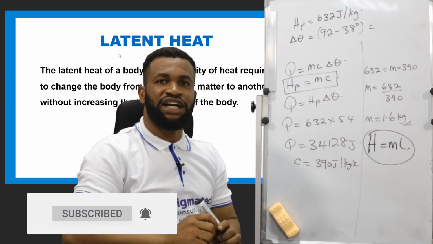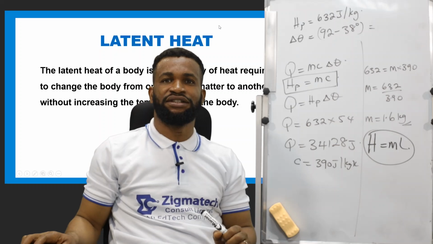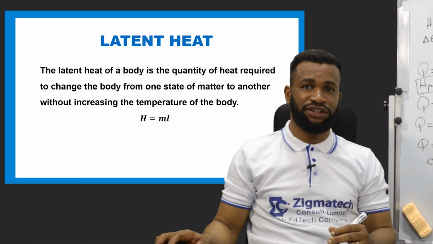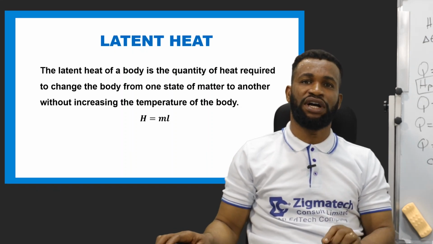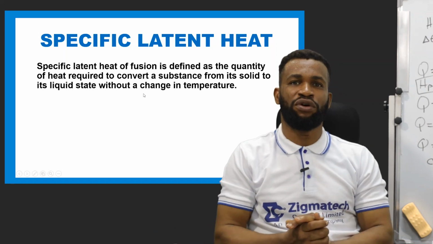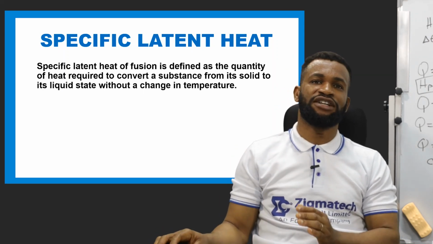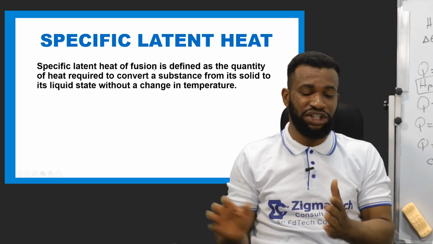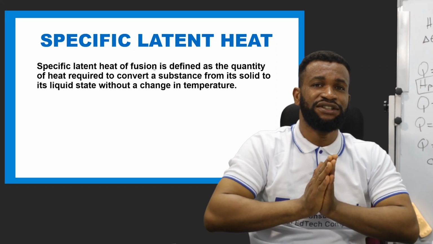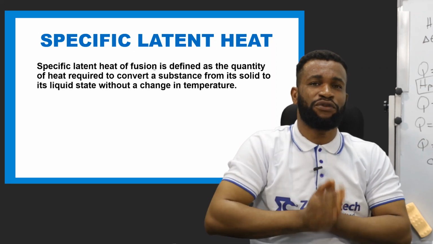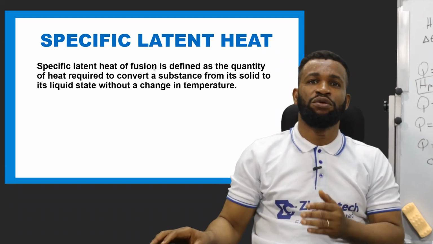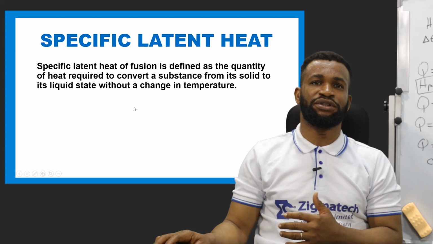However, there are different kinds of latent heat. We have latent heat of fusion, and we also have latent heat of vaporization. We are going to look at them one after the other. Now, we also have another one we call specific latent heat. So we said that specific latent heat of fusion is the quantity of heat needed to change a body from its liquid to solid or from solid to liquid without a change in temperature.